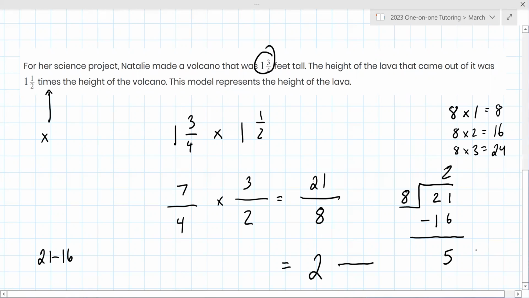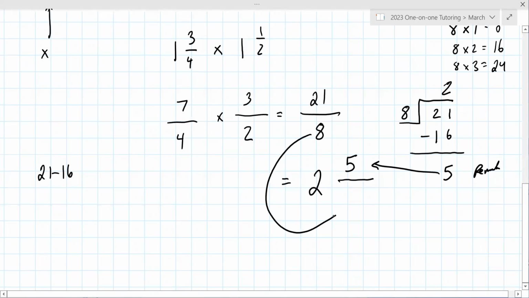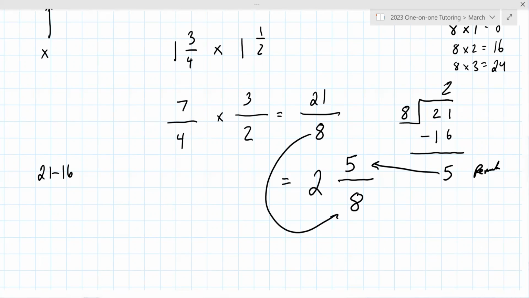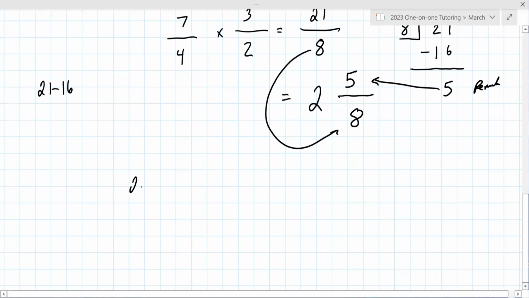Now the remainder goes in your numerator, and your denominator stays the same. Okay, so let's just be clear here on what we did. We took 21 over 8, and that becomes 2 and 5/8.